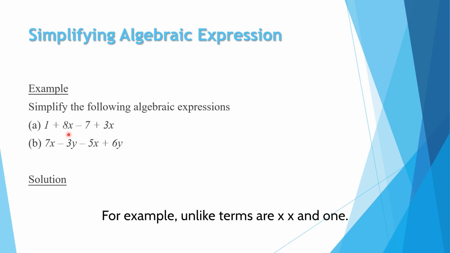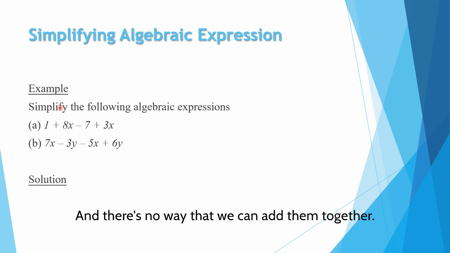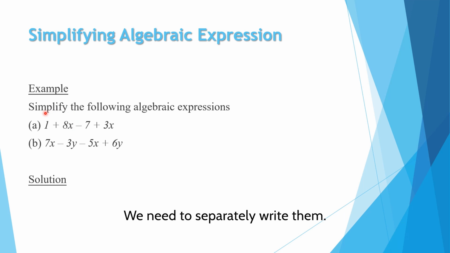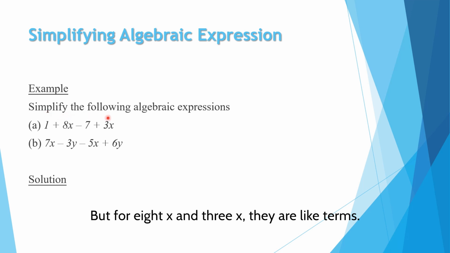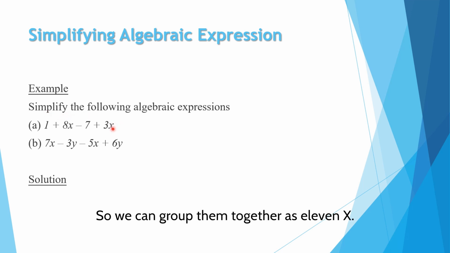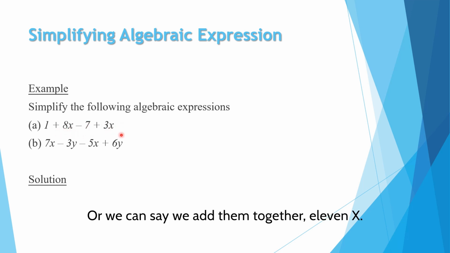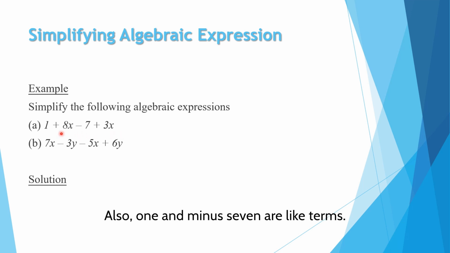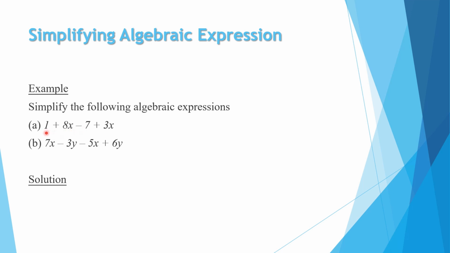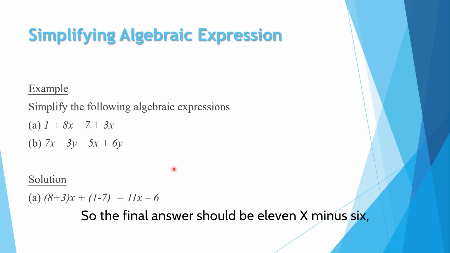For example, unlike terms are x and 1, and there's no way that we can add them together. We need to separately write them. But for x and 3x, they are like terms, so we can group them together as 11x, or we can say we add them together, 11x. Also, 1 and minus 7 are like terms. We can simply subtract 1 by 7. So the final answer should be 11x minus 6.